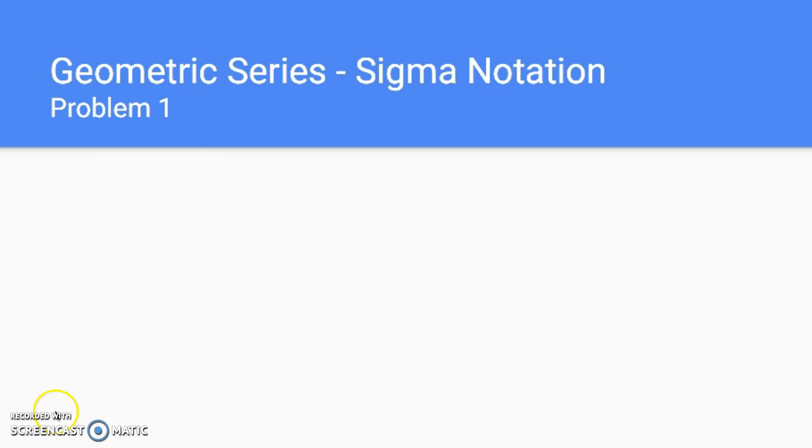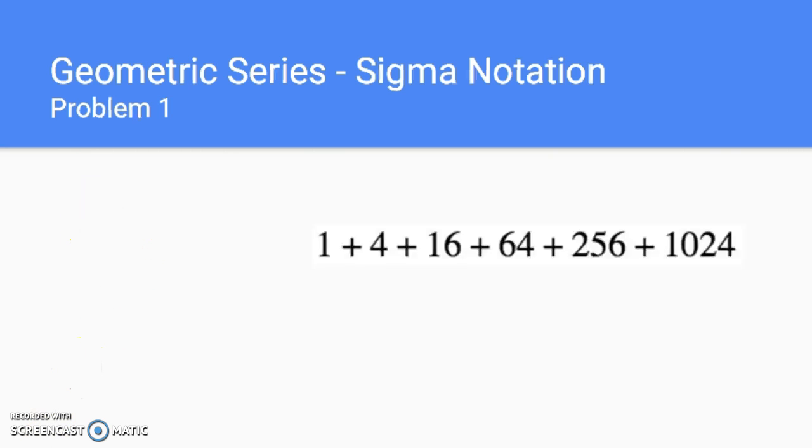So for our first problem, let's use the previous geometric series example, except we are going to stop at the 6th term, and we have the sum where k equals 0 all the way to k equals 6 of 1 times 4 to the 6th power. So that is what this series looks like in sigma notation.